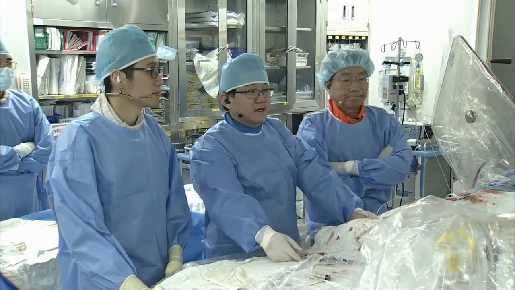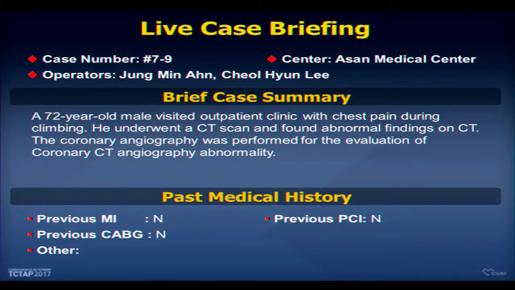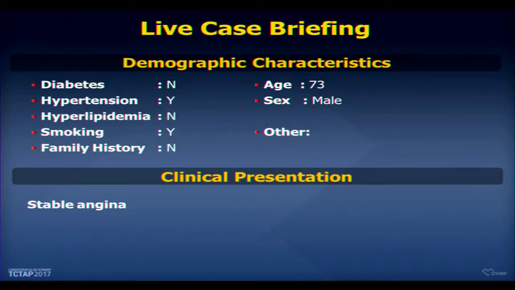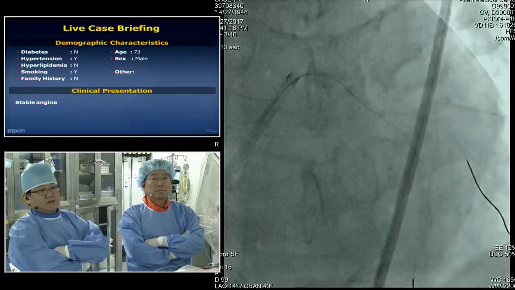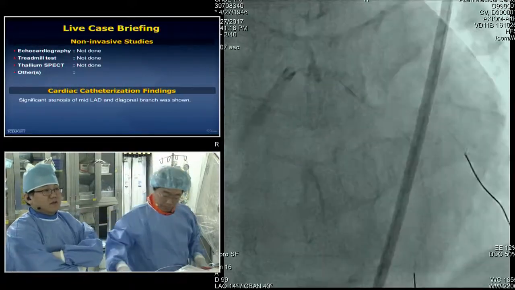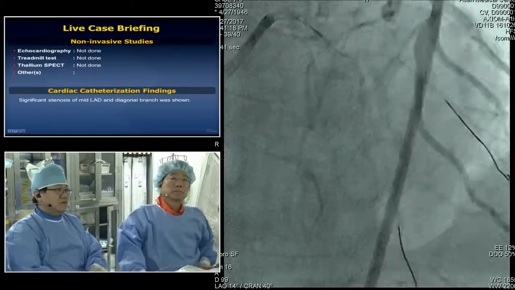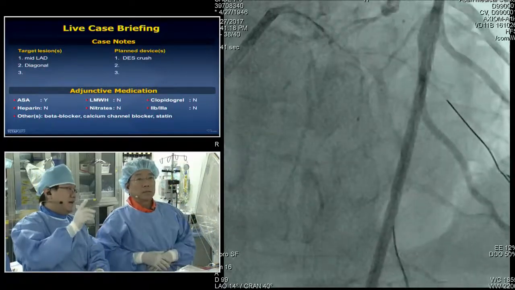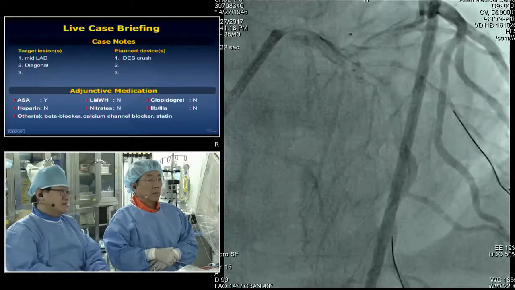Dr. An, please. Okay. This is a 72-year-old gentleman who visited our clinic with chest pain during climbing. Initially he underwent a CT, which showed some abnormality, and we checked the coronary angiogram. He has a history of hypertension and is a smoker. Echocardiogram and treadmill thallium were not done. The coronary angiogram shows a very tight stenosis at the LAD and diagonal bifurcation.